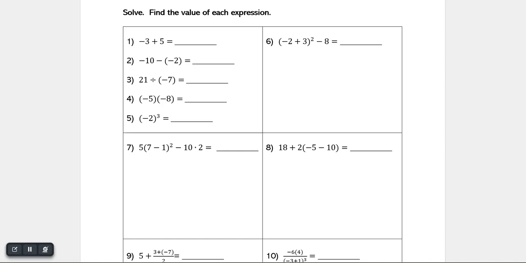Hey everybody, I have your worksheet here from your homework last night, so let's go ahead and go through the answers. Please make sure that you are correcting any mistakes, and you should have all work shown on your paper.